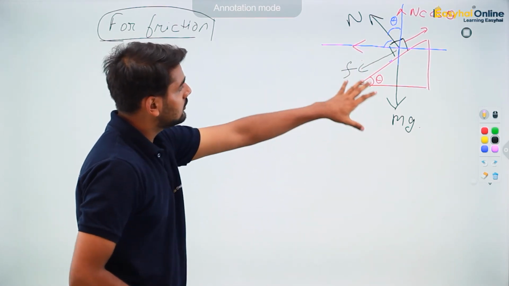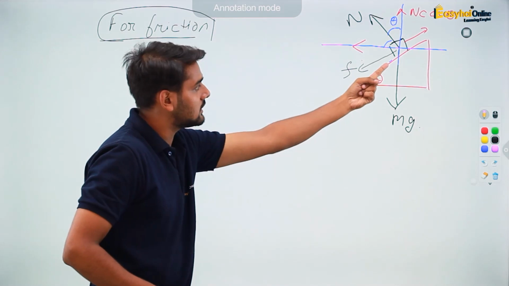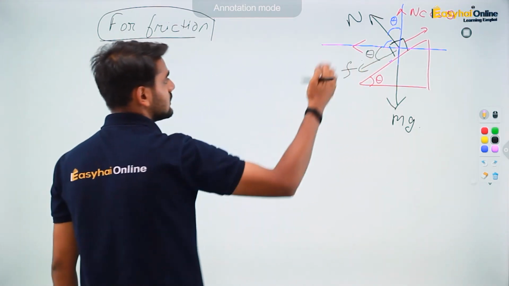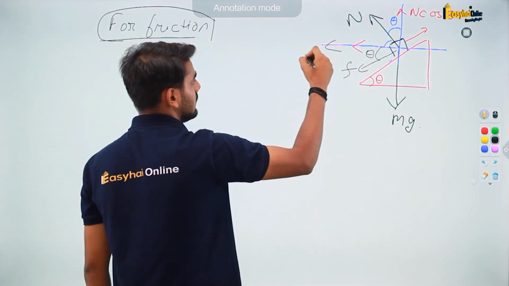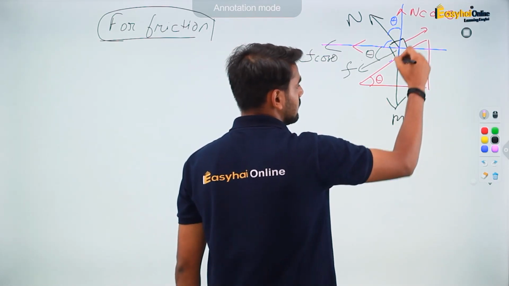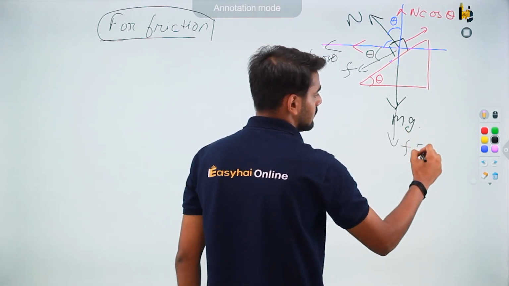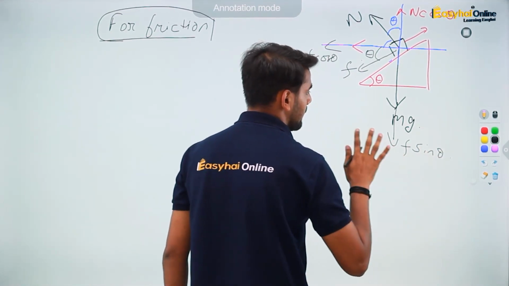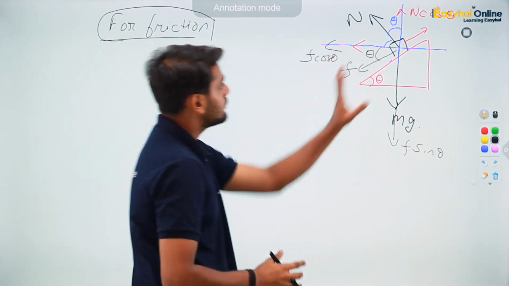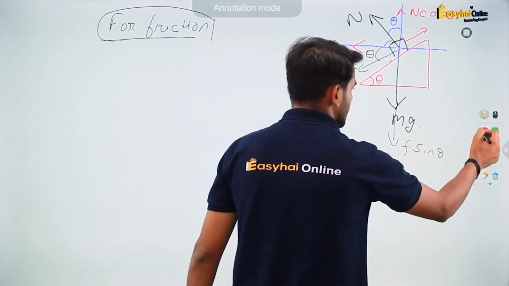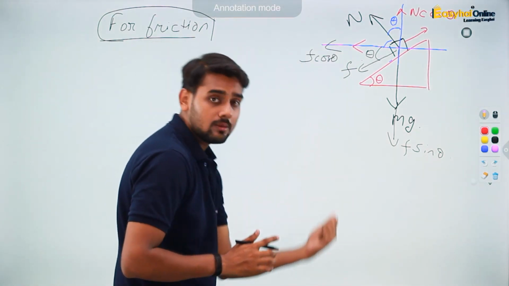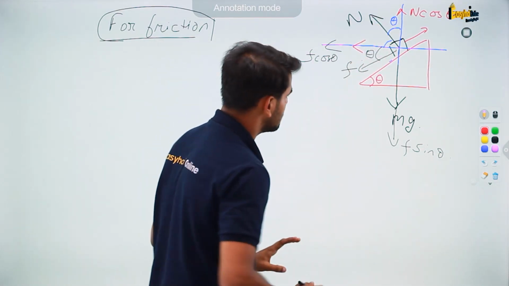All right. So we know that if f is along this surface, and this is theta, then this is going to be f cos theta, and along the y-axis there is going to be f sin theta. Once again, in this case, this is just about to slip, so all the forces are balanced. Now, before we move ahead, here I'm going to write all the balanced forces along the x and y directions.